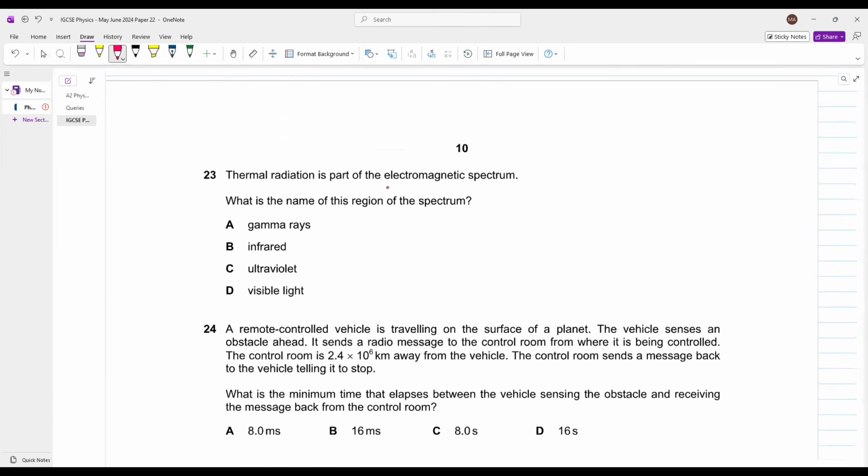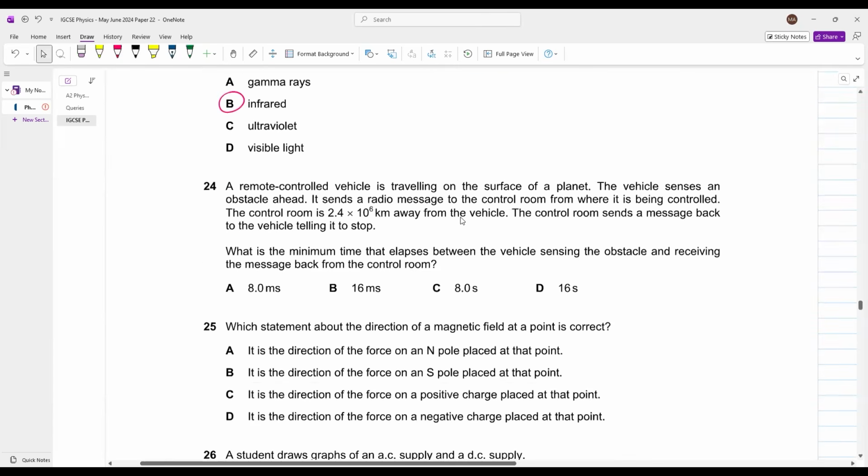Thermal radiation is part of the electromagnetic spectrum. What is the name of the region of this spectrum? थर्मल रेडिएशन कौन से region में है electromagnetic spectrum के? Infrared. B is your answer. Let's see this.